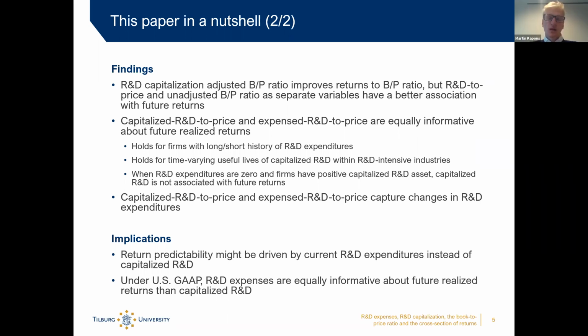Thanks, Ayun. Just to be clear, I compare the adjusted book to price ratio in a separate regression with a separate regression of R&D to price and the unadjusted book to price ratio. But I can think about how I could construct a placebo test, putting in several other variables, so as to speak to your point. But I will have to think about that.